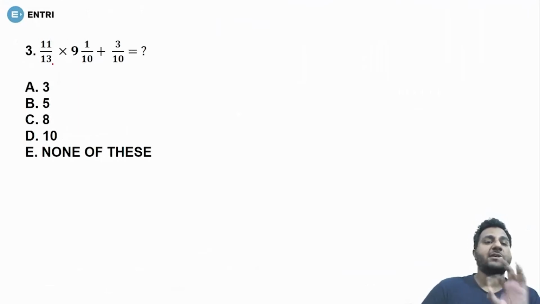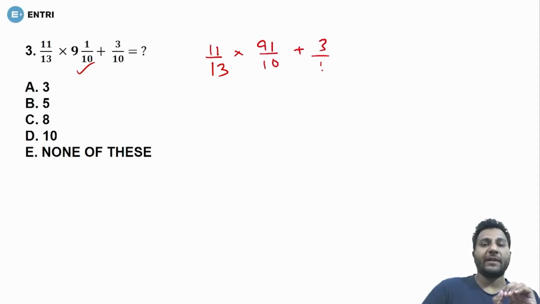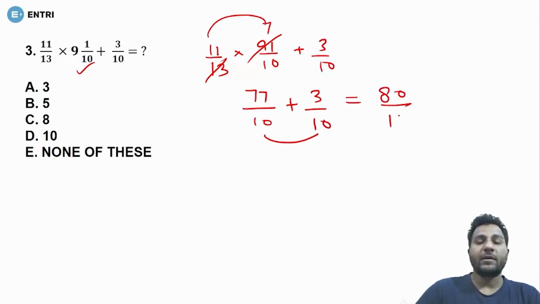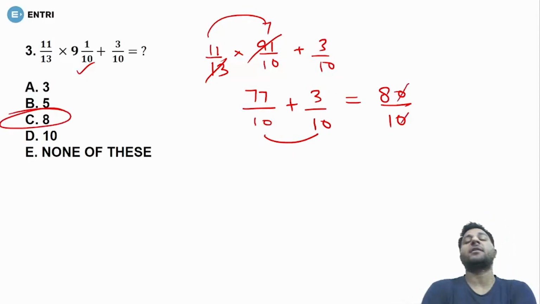Here comes the next. Look at this. Here, 11 by 13, write it directly. 91 by 10 plus 3 by 10. So when you solve this, 13 sevens are 91, it will become 77 by 10 plus 3 by 10. That means the LCM will be the same, which is 10. Then the numerators will add automatically. So your final answer arrived as 8, which is option C. Alright, look at that.